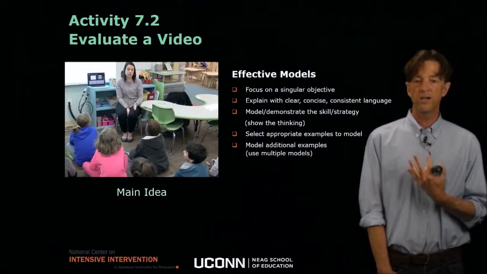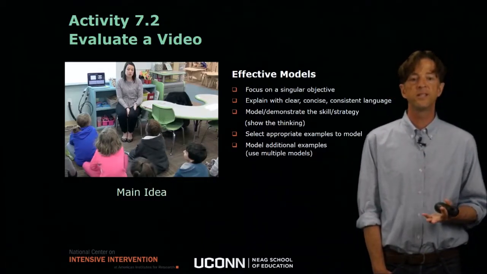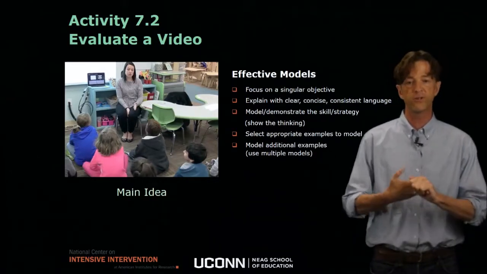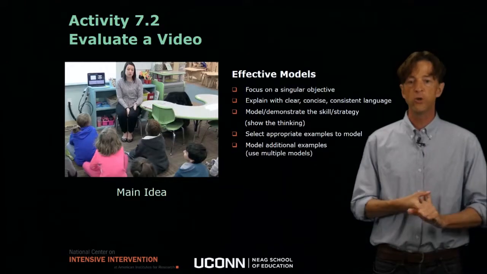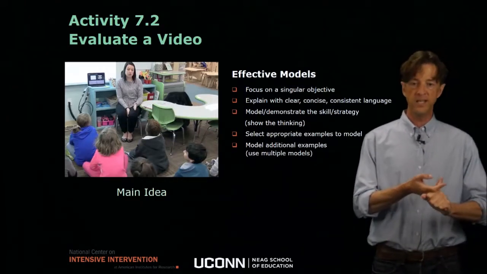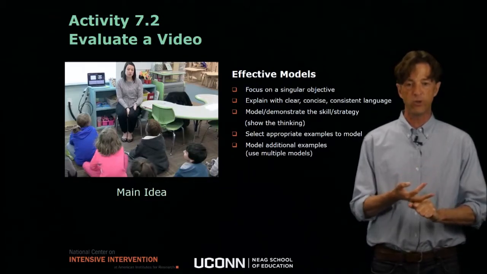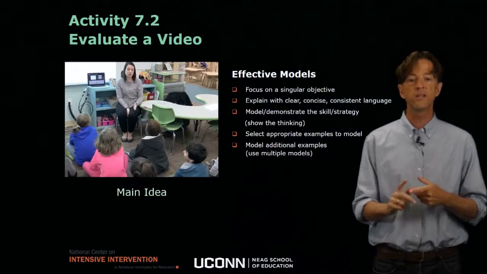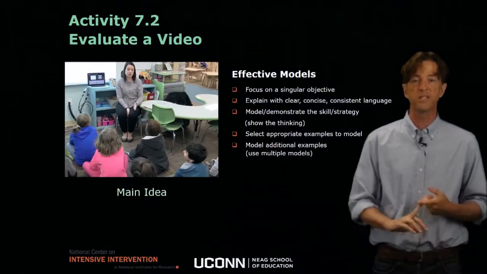So the second criteria is explain with clear, concise, and consistent language. She had very clear steps of what this strategy was: the main who or what, what they did, and then making that into a short sentence with 10 words or less. Right? So there was very clear, concise, and consistent language used with the steps of the strategy.